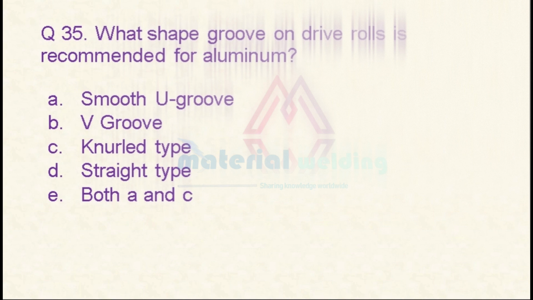Question 35. What shape groove on drive rolls is recommended for aluminum? A. Smooth U groove. B. V groove. C. Knurled type. D. Straight type. E. Both A and C.